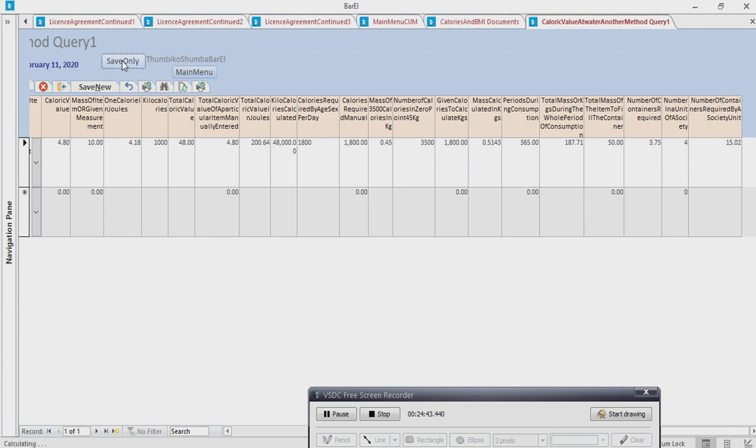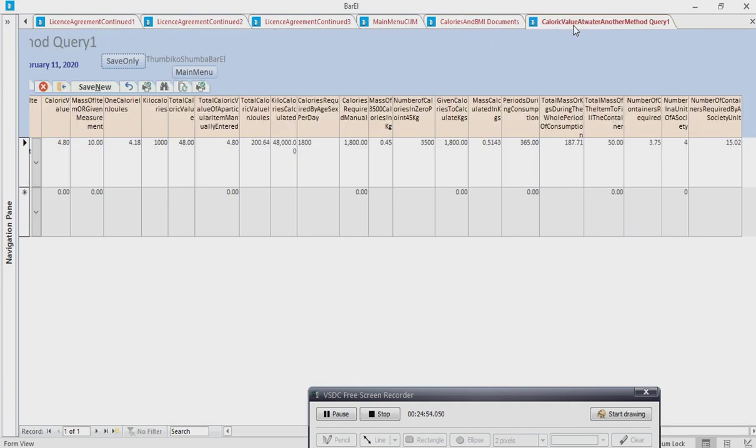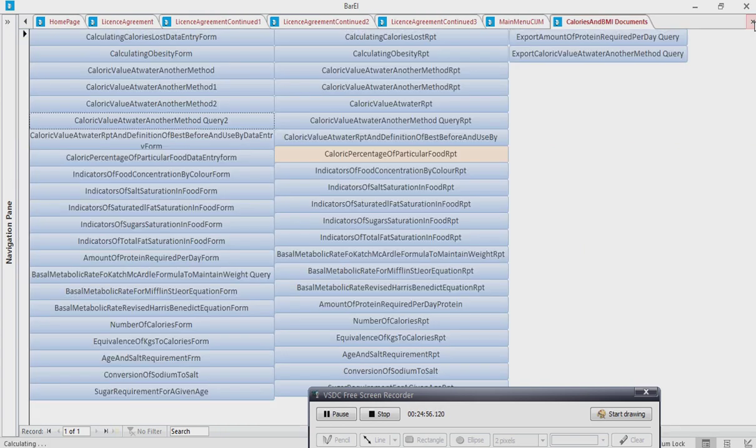Now let us quickly look at the reports of all these forms. Each form has a corresponding report. So let us quickly look at the reports.